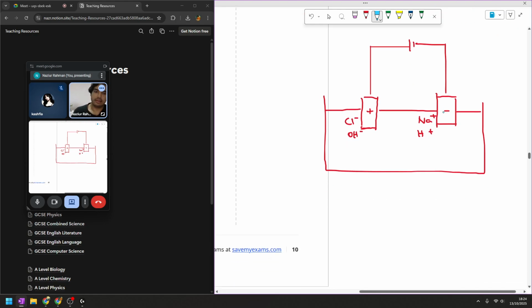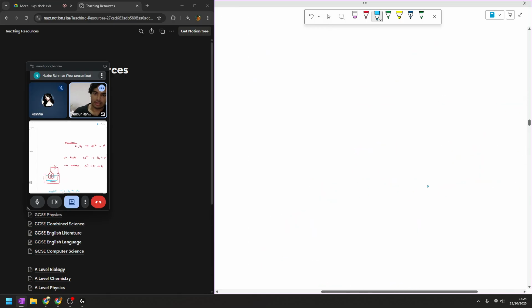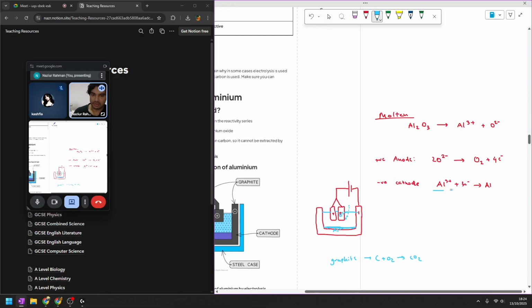Okay. So at the cathode, remember what's happening. Reduction is happening. If you remember your oil rig mnemonic, reduction is gain of electrons. So if you look up here at the cathode, the aluminium ions gain electrons to become aluminium metal. So that's reduction. Whereas at the anode, you're losing electrons. So that's oxidation, because oxidation is loss of electrons.